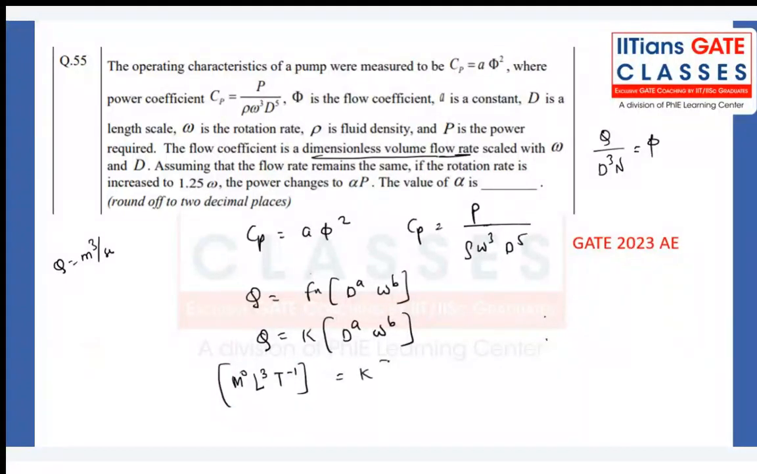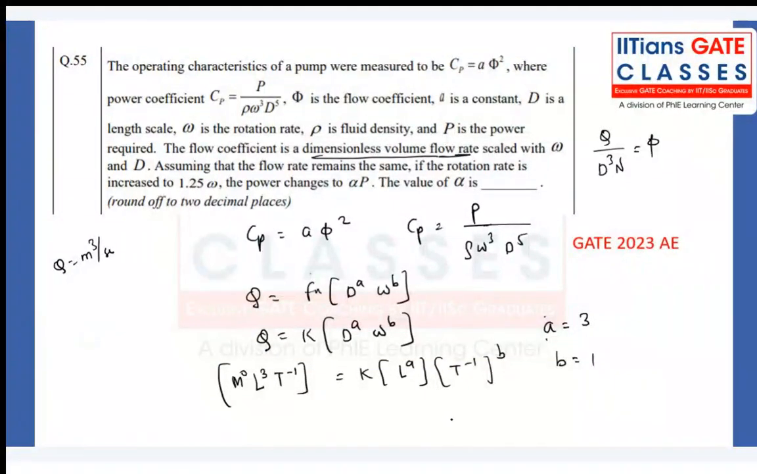L to the power a, T to the power minus b. So what is the a value? The a value will be 3. And what is the b value? The b value will be 1. Check it out. Getting my point?